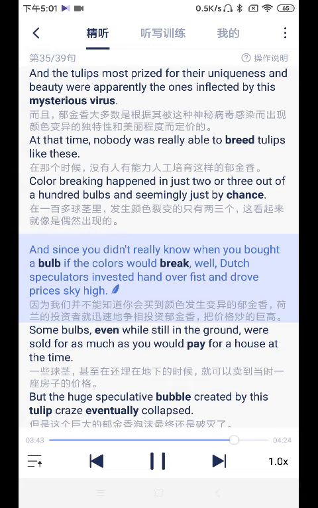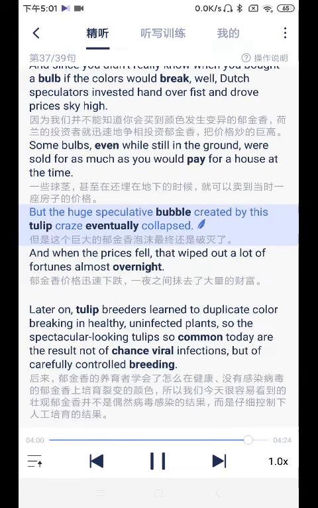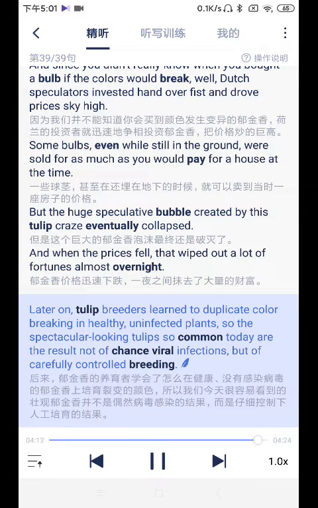And since you didn't really know when you bought a bulb if the colors would break, well, Dutch speculators invested hand over fist and drove prices sky high. Some bulbs, even while still in the ground, were sold for as much as you would pay for a house at the time. But the huge speculative bubble created by this tulip craze eventually collapsed. And when the prices fell, that wiped out a lot of fortunes almost overnight. Later on, tulip breeders learned to duplicate color breaking in healthy, uninfected plants. So the spectacular-looking tulips so common today are the result not of chance viral infections, but of carefully controlled breeding.